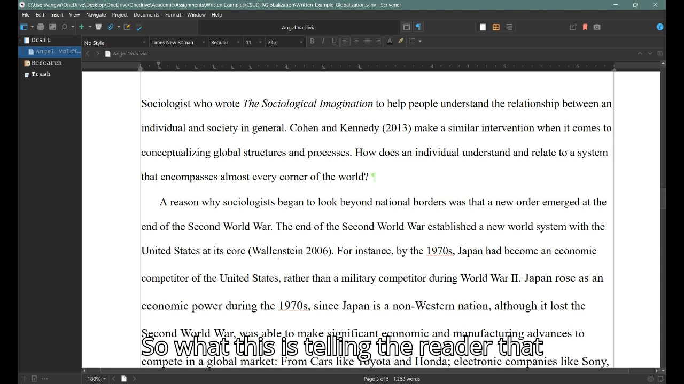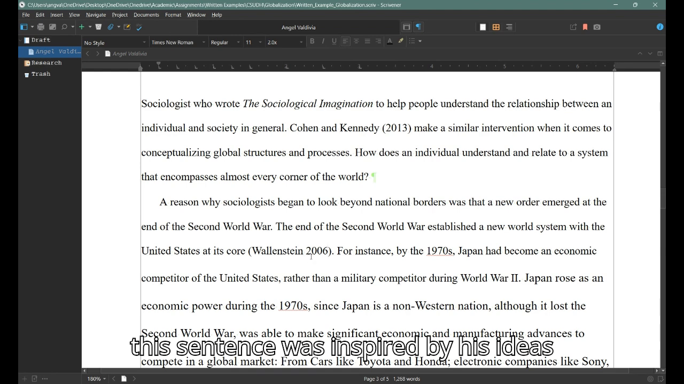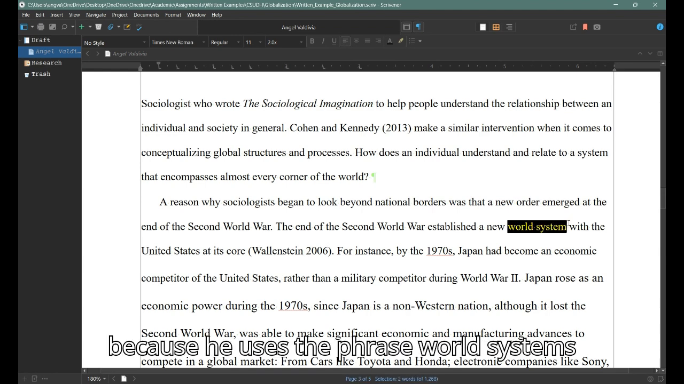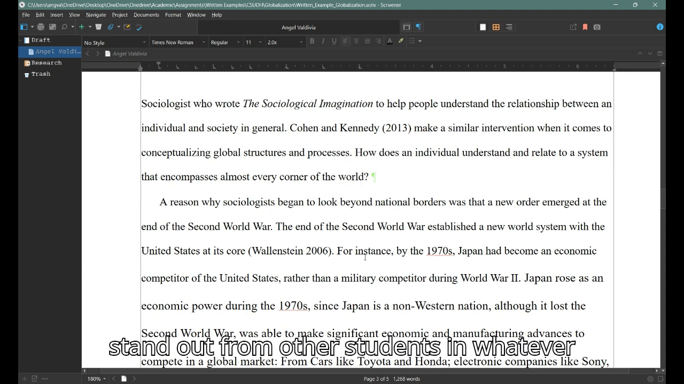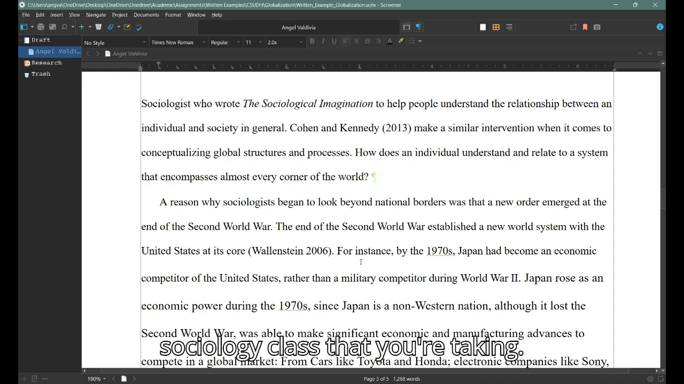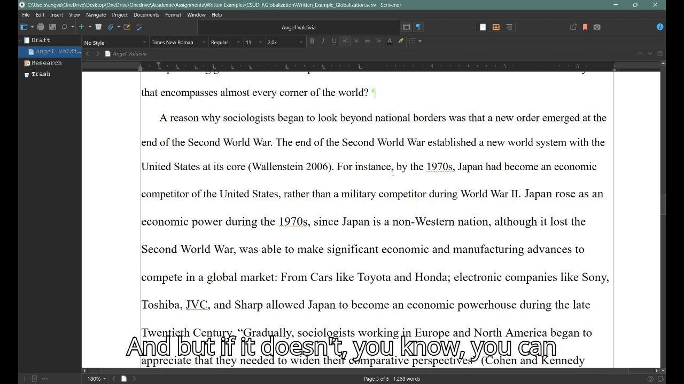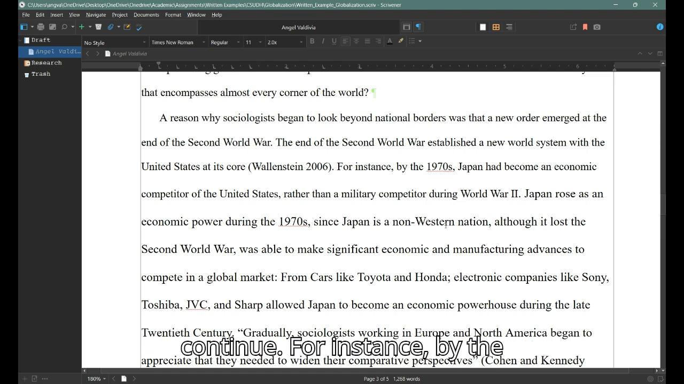So what this is telling the reader is that this sentence was inspired by his ideas, because he uses the phrase world systems as well as core. This also shows the reader that you have a very extensive knowledge of the literature review that you could use to relate to your particular topic. And this is what professors look for. And this would actually help you stand out from other students in whatever sociology class you're taking. So hopefully that makes sense. But if it doesn't, you could mention it or ask me questions about this in class. Okay, all right, so let me continue.